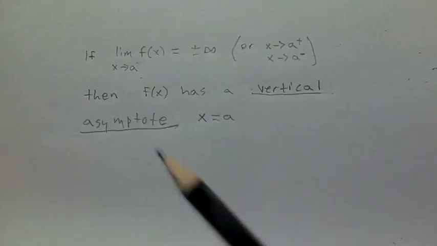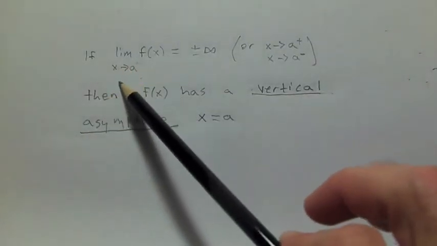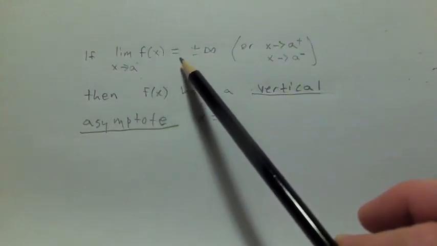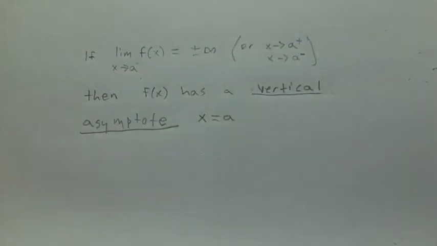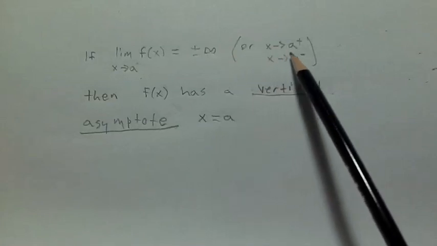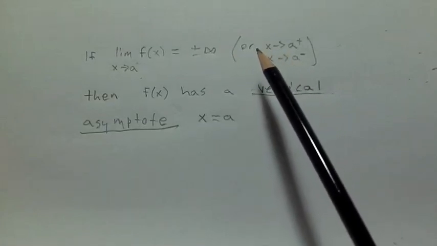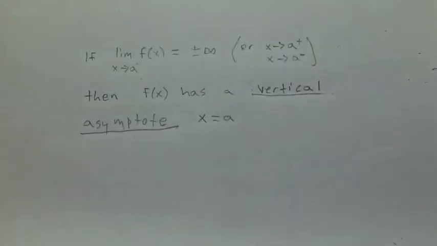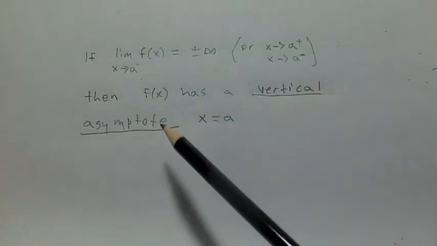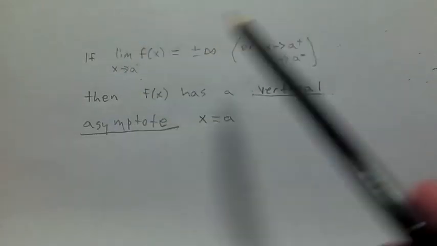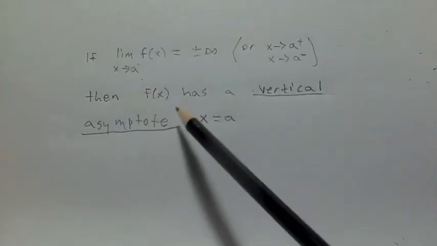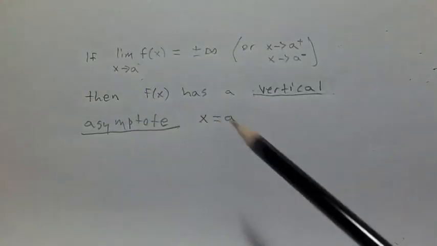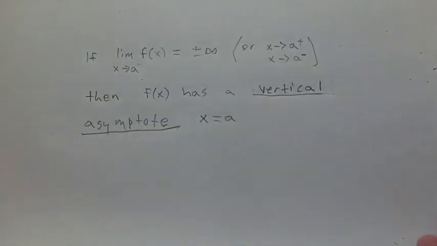What we basically say is that if the limit as x goes to a of f of x equals plus or minus infinity, okay, or it doesn't have to match. It could be the limit as x goes to a from the right or from the left. They don't even have to match. One could be positive infinity, one could be negative infinity. Either or, doesn't really matter. If one of these is true, then we say that f of x has a vertical asymptote at x equals a.